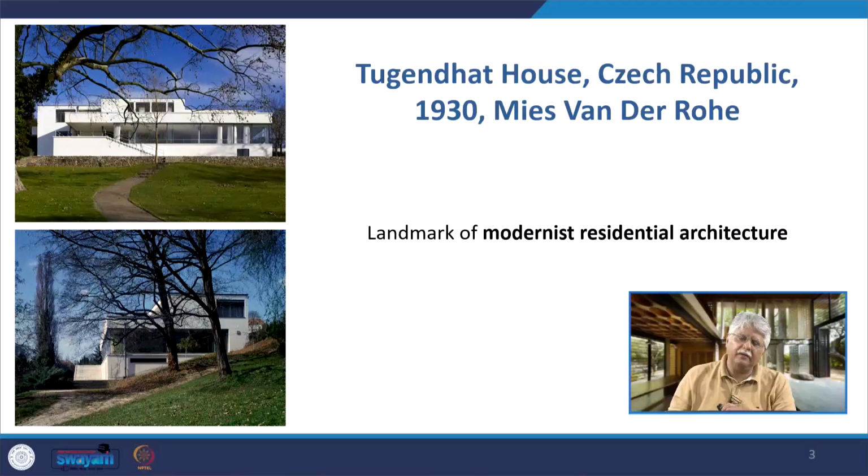Looking back, we saw a few buildings of Mies van der Rohe to understand his overall design philosophy and majorly about his concept of minimalism. In 1927, he had designed one of his most famous buildings, the Barcelona Pavilion, and then in 1930, he designed one of his most famous houses, the Tugendhat House in the Czech Republic, which became a landmark for modernist residential development, a part of the overall international style movement at that time.